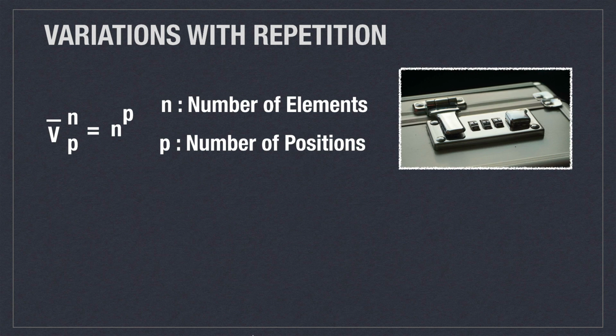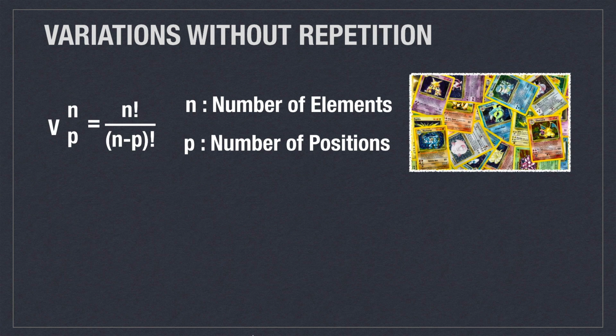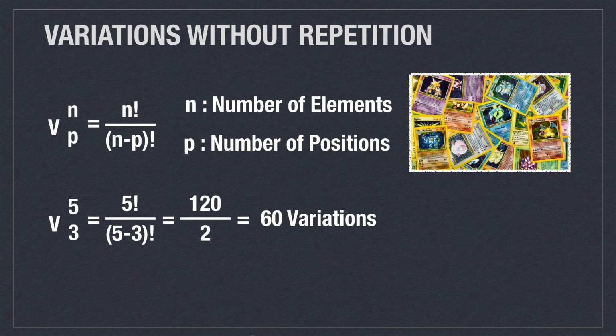So to provide another example, let's say we want to find out how many possible values we can use to unlock a combination lock. We take the number of elements to the power of the number of positions to get 1,000. And this is going to be done whenever we have repetition as a possibility. When you don't want repetition, you're going to use a completely different formula. And here what we want to do is find out how many variations of Pokemon cards can you create if you pick 3 cards from the total of 5. And if we plug those numbers into our formula, you can see that our final result would be 60 variations.